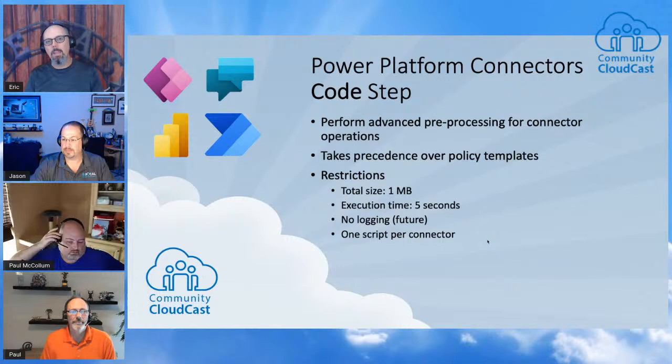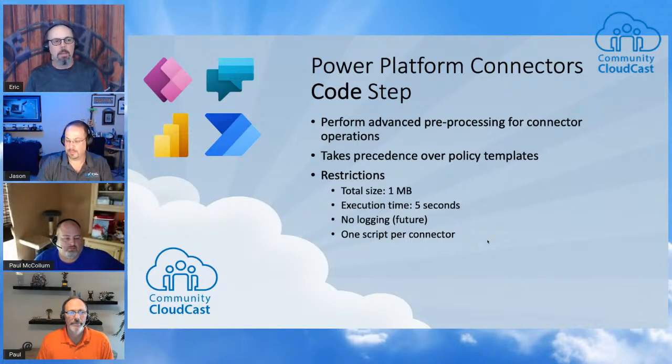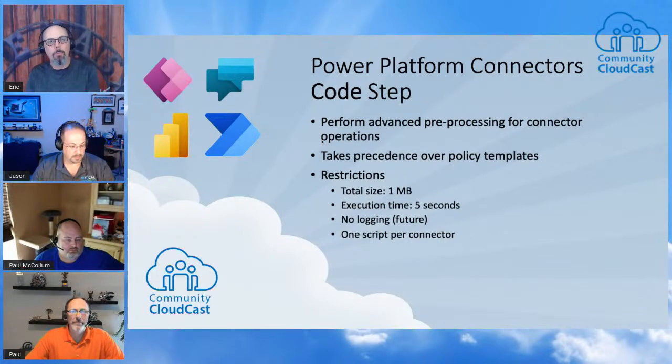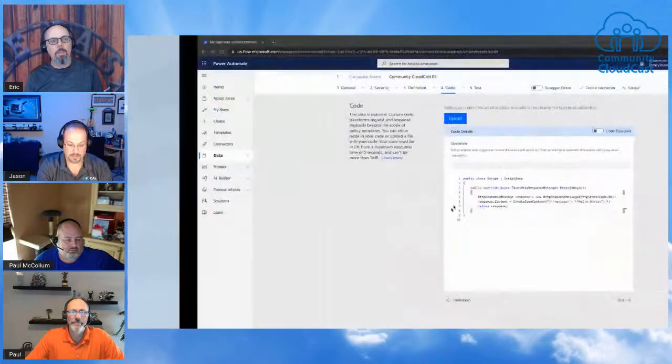There's no logging for the moment, unfortunately. That is something they're talking about for the future. And you can only have one script per connector. So everything that needs to happen would have to happen in that script. So if you're using it for multiple action endpoints, you'd have to figure out how to manipulate the action endpoint that's coming in in order to work with your code connector. But you can apply it to specific endpoints in your connector.